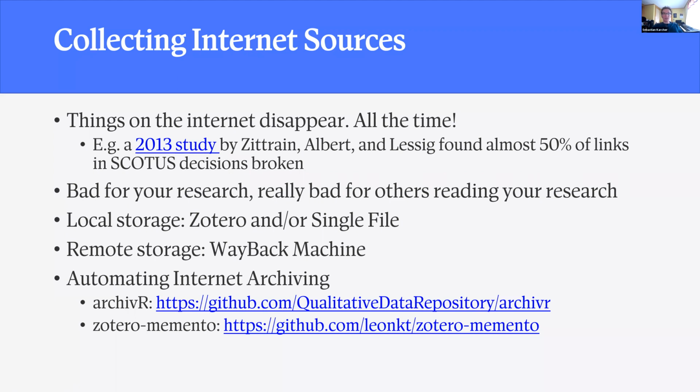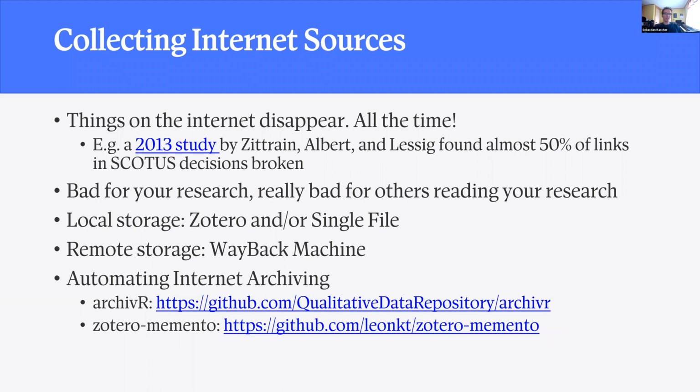Now, there are two ways of automating this that I wanted to point you to. One is a tool that we at QDR developed that's called Archiver. This is written in R, so if you've never used R, that may not be for you, although it's not terribly difficult to use for beginners. But what that does is it takes a whole list of URLs and asks the Internet Archive to archive them.